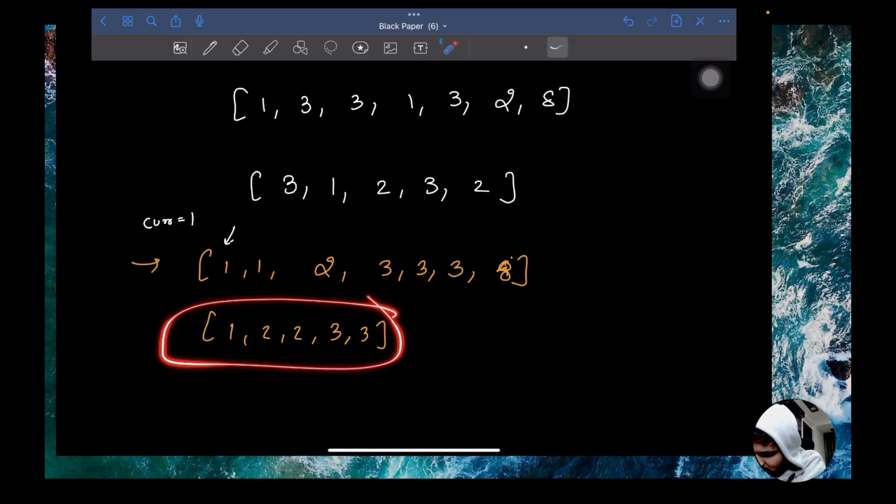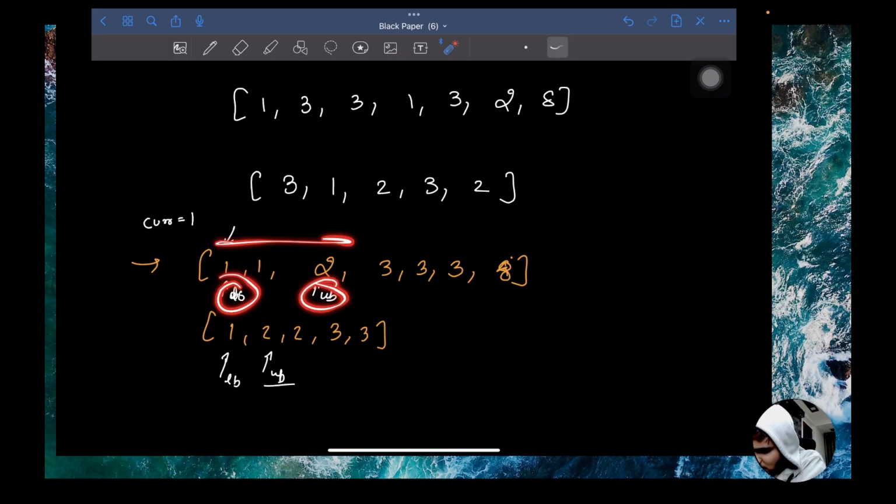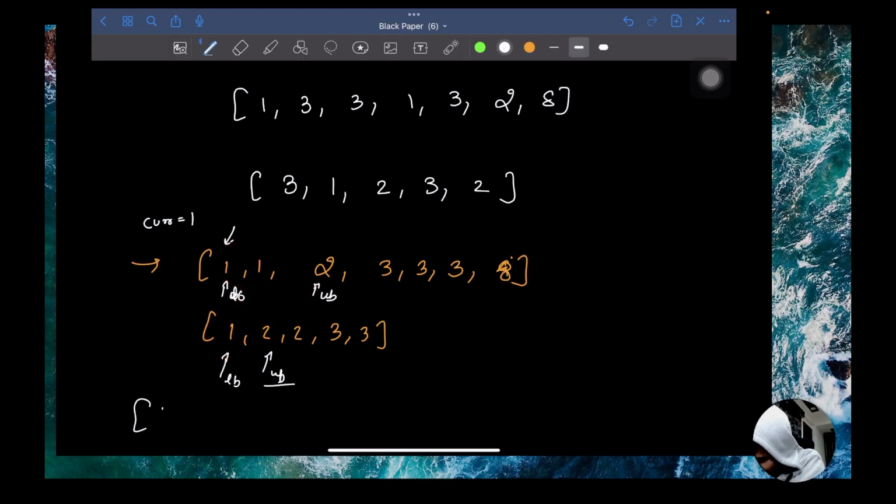Upper bound and lower bound in this array. So upper bound is, sorry, lower bound is this. Upper bound is this. Lower bound is this. Upper bound is this. Upper bound minus lower bound is going to tell you how many occurrences of 1 are there in the first array, and how many occurrences of 1 are there in the second array. Minimum of both of them is 1. So in your final answer, 1 occurrence of 1 is going to go. And then you keep moving your current pointer till the time the current element is changed.